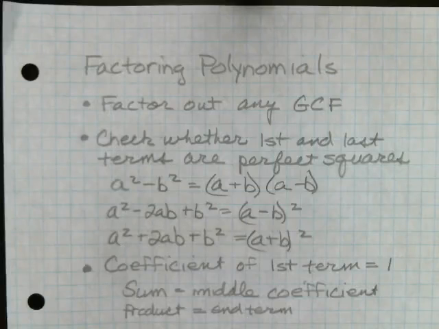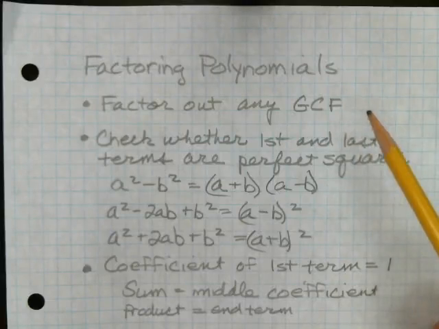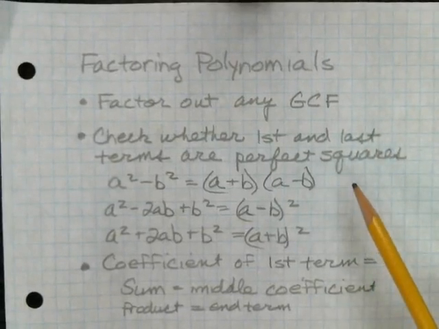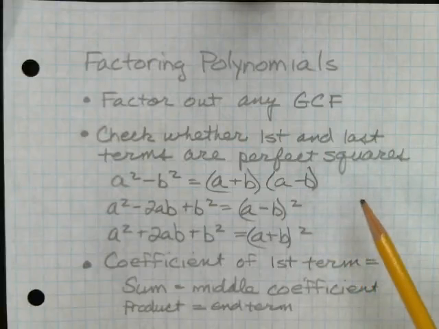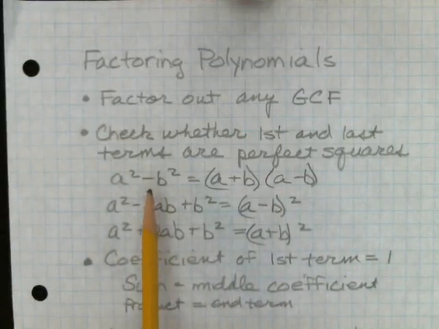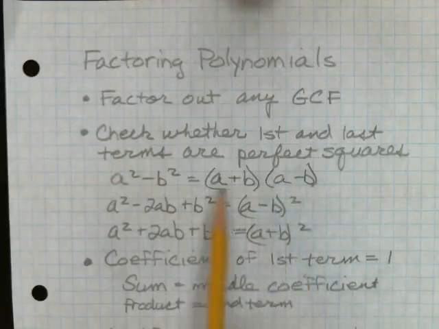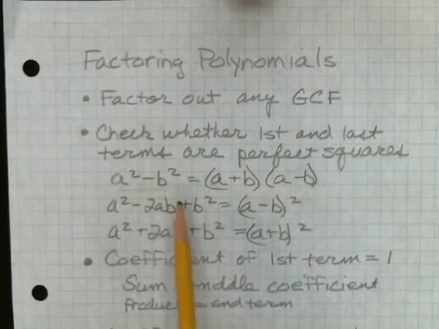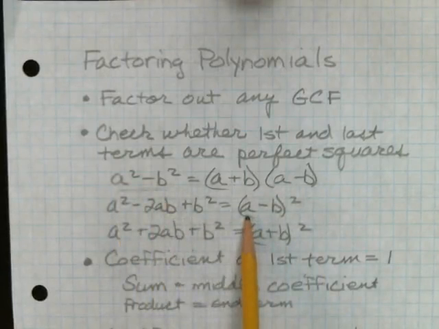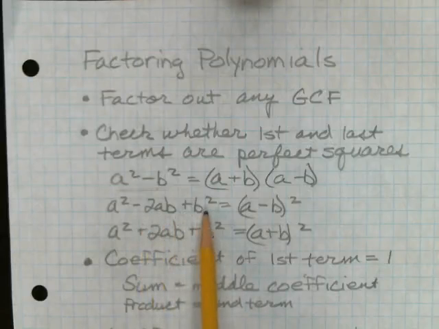The first thing is you want to factor out any GCF that you may have. That's the number one thing. Then you want to check to see if the first and last terms are perfect squares. If they are, you want to remember that a plus b times a minus b is going to end up looking like this. You want to remember that a minus b squared is a squared minus 2ab plus b squared. So you're looking for those perfect squares on both ends.